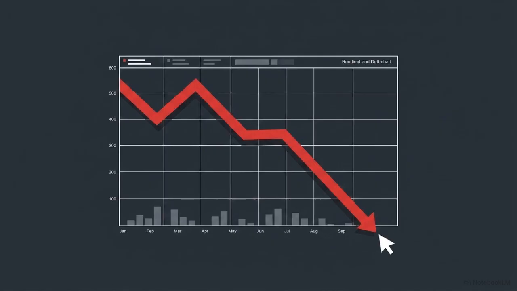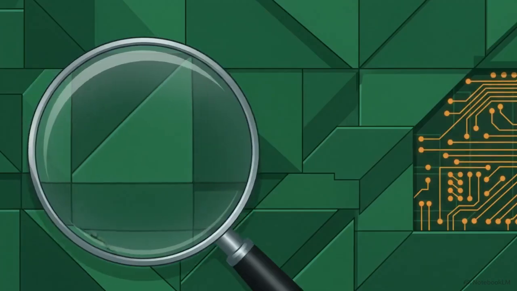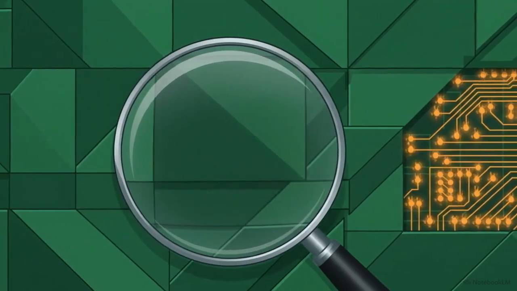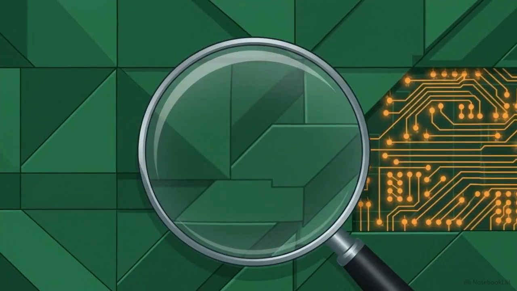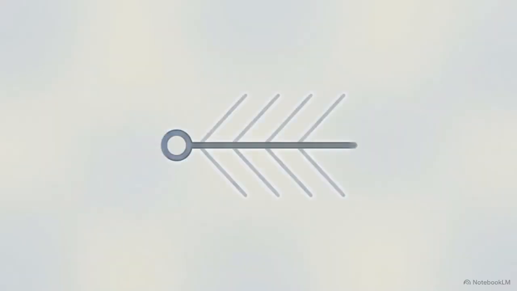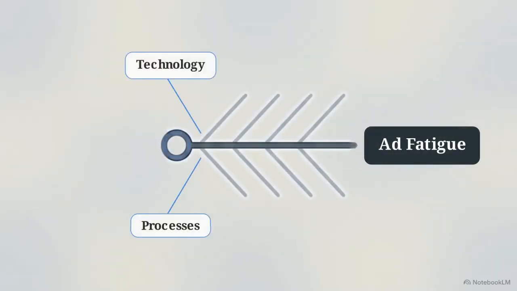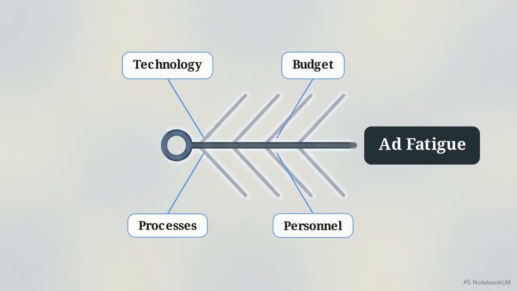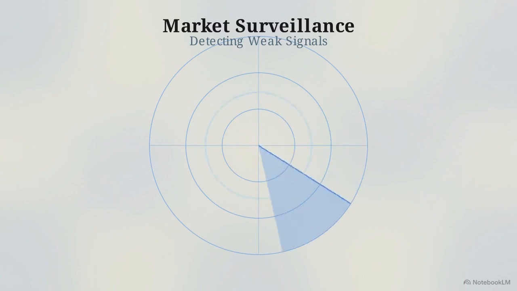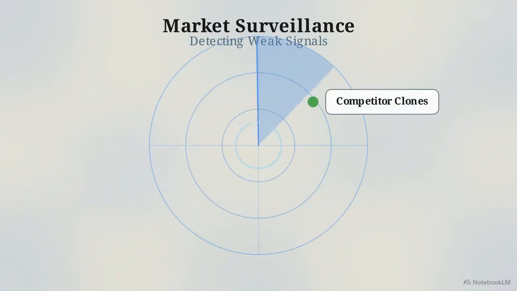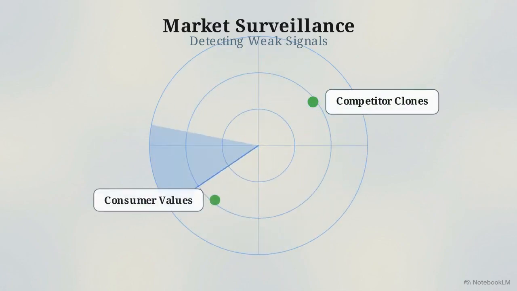Reporting a drop in click-through rates is just a starting point. A true diagnosis requires finding the root cause of why a message no longer resonates with the audience. This Ishikawa or fishbone diagram isolates these variables, forcing teams to identify if failures stem from outdated technology, inefficient processes, or messaging. Simultaneously, you must monitor weak signals, subtle market shifts indicating changes in competitor behavior or consumer values.